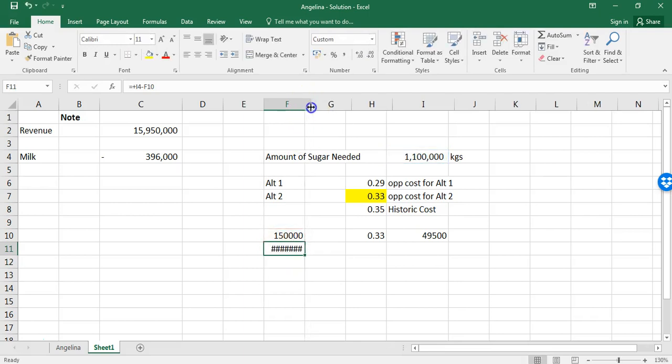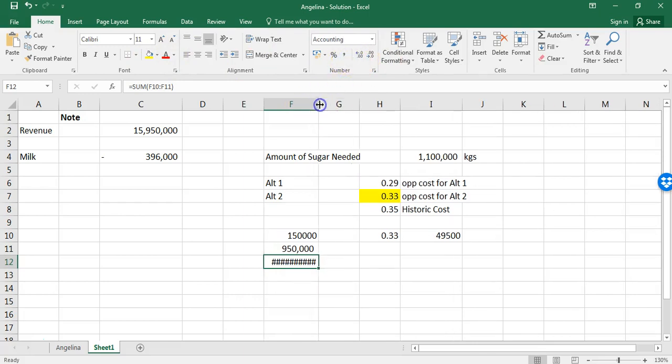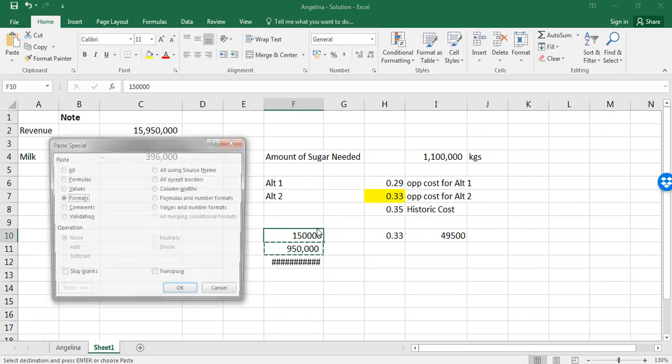So I'll just open up this. We need another 950,000, because remember we need a total of 1.1 million. And that 950,000 we do not have in stock. So what we will do is we'll buy it on the market, and we're told the market price.